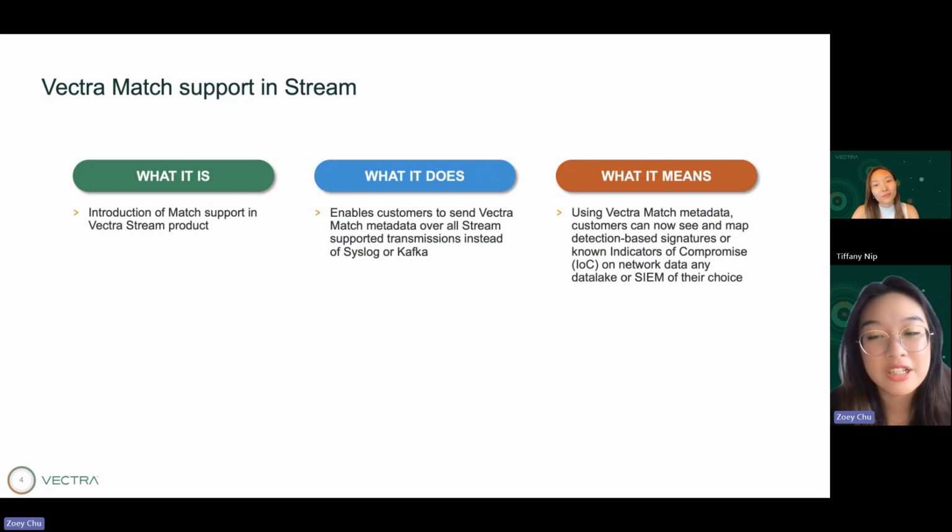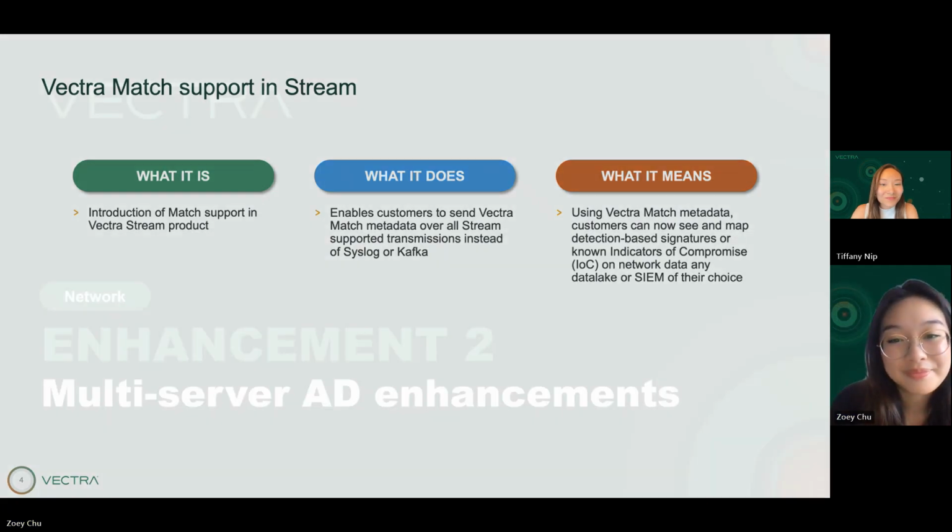Using this metadata, customers can actually see and map detection-based signatures or known indicators of compromise, basically what we know are threats, on network data from any data lake or SIEM of their choice. So this adds a very seamless workflow, adds more context, and makes it an overall better user experience.